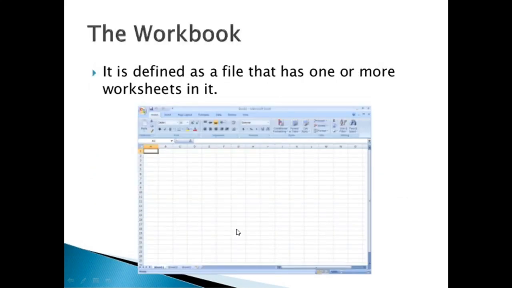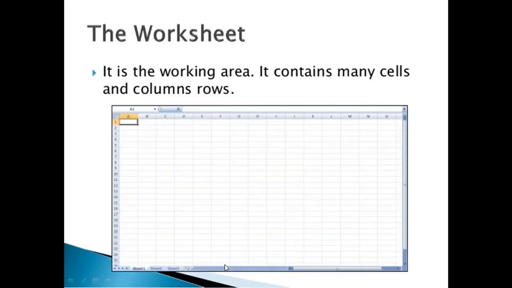So the workbook, what is a workbook? It is defined as a file that has one or more worksheets in it. So this is a workbook. In this workbook there are many options you can see. Like if you want to make a worksheet, this is worksheet 1, worksheet 2, 3, and so on.